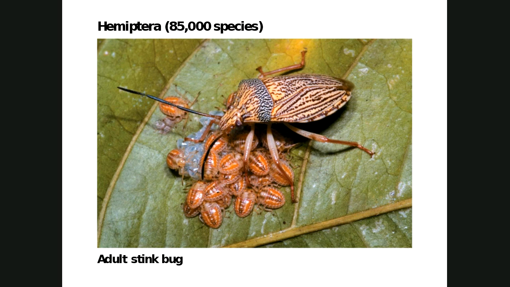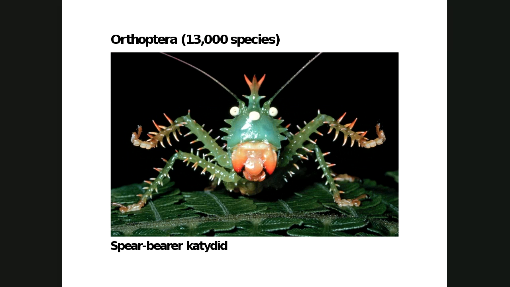And then this guy, this is a katydid. That's the common name. We have katydids here in Florida. I don't know if we have this one. This is the spear bear. I spelled it for you. That's right there. That's a cool looking critter though, isn't it?